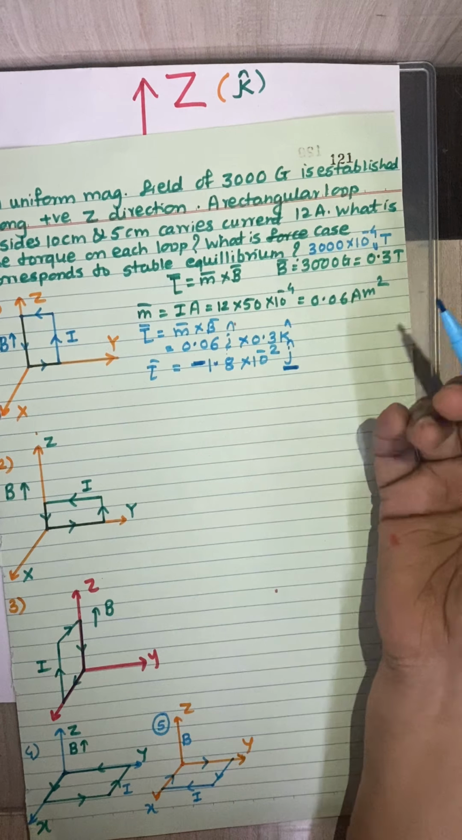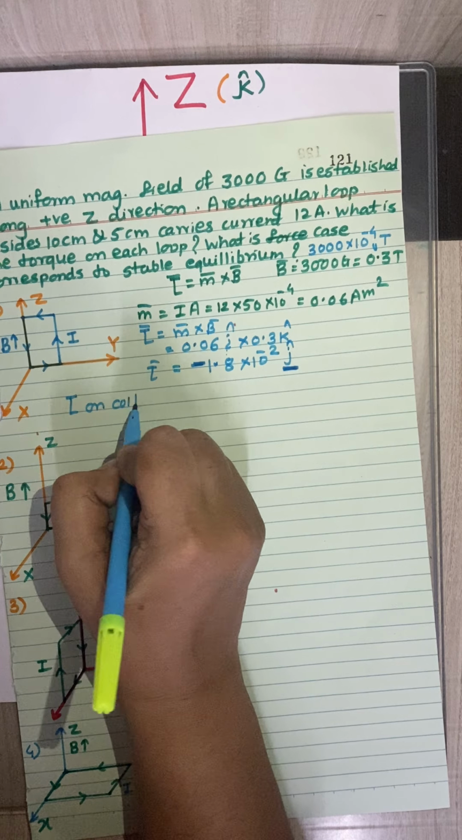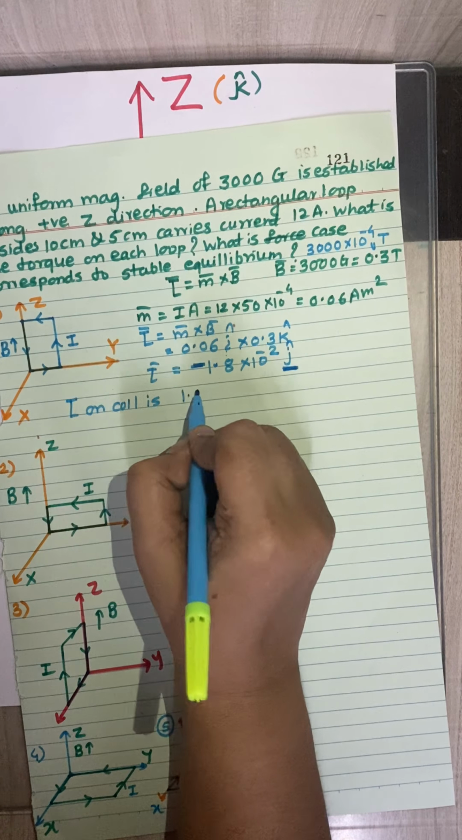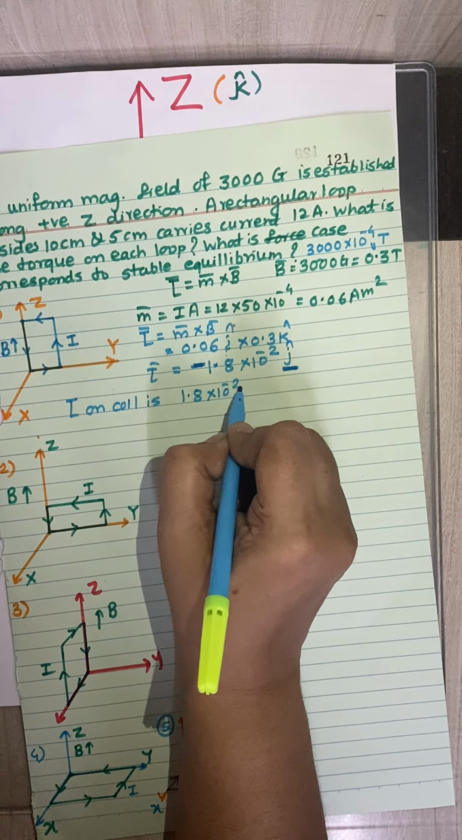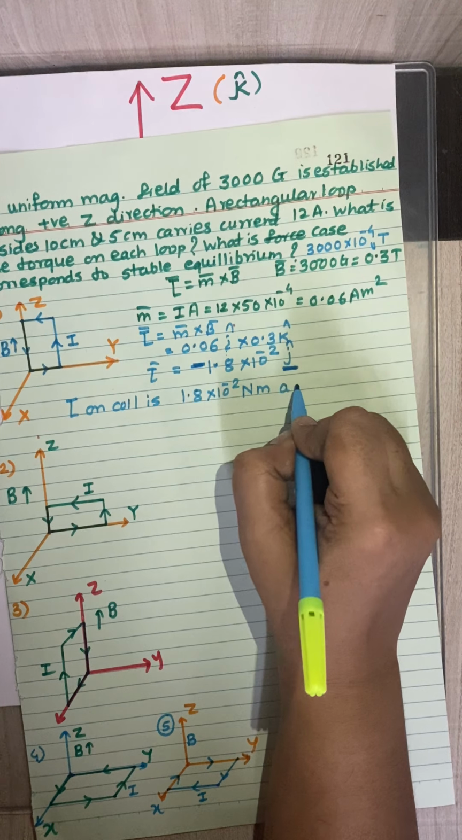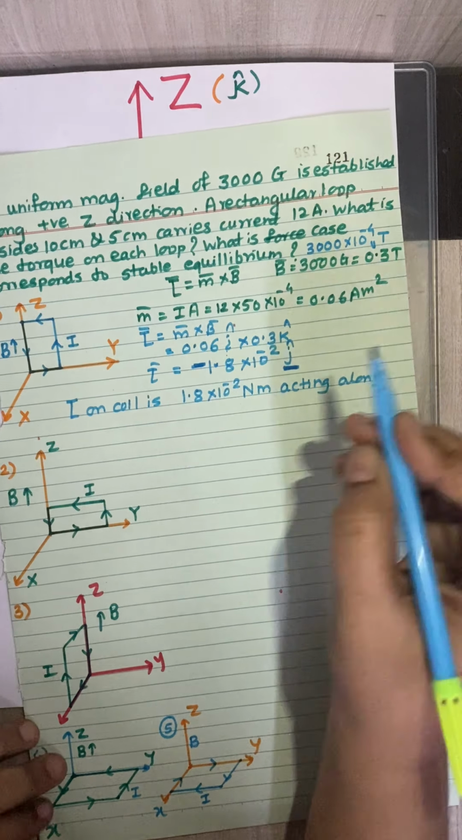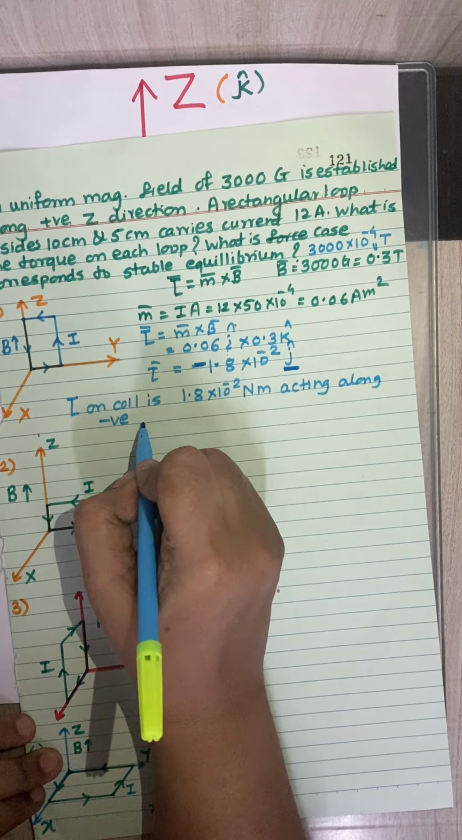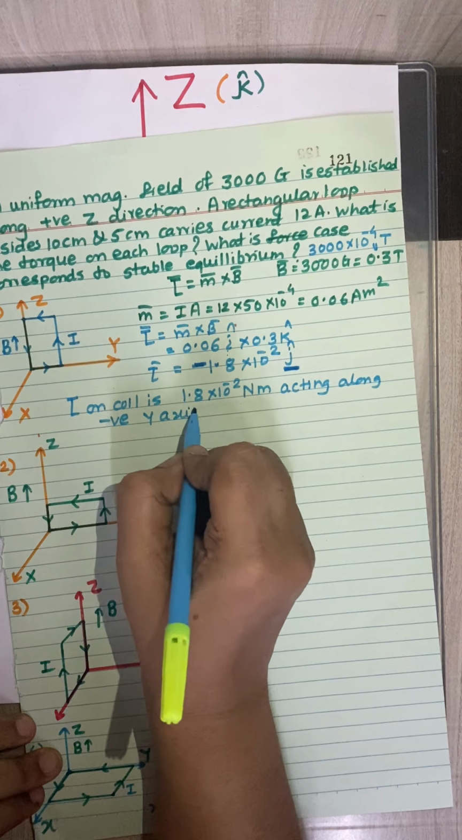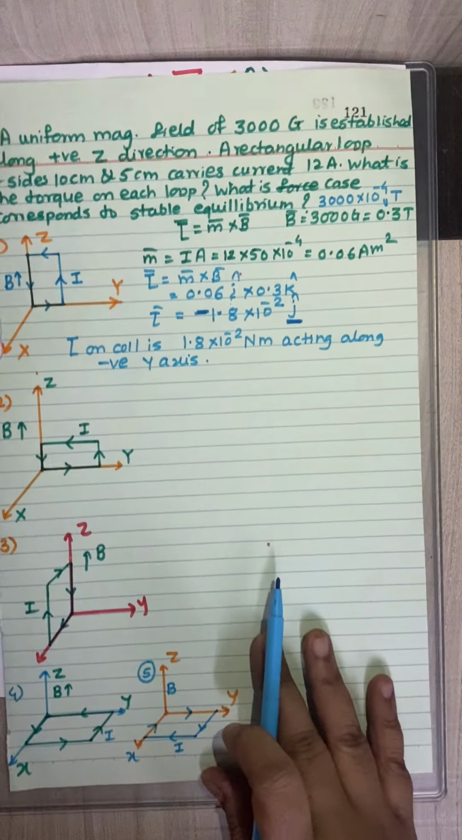So the torque acting on the coil has magnitude 1.8 into 10 raised to minus 2 Newton meter, acting along the negative y-axis. So in this way we can find the answer for this question.